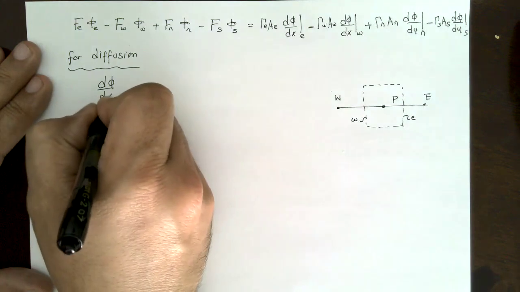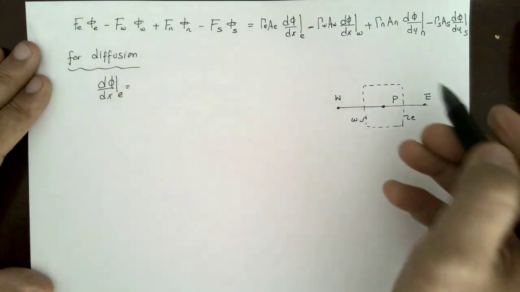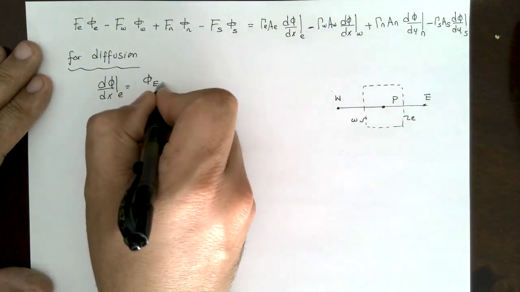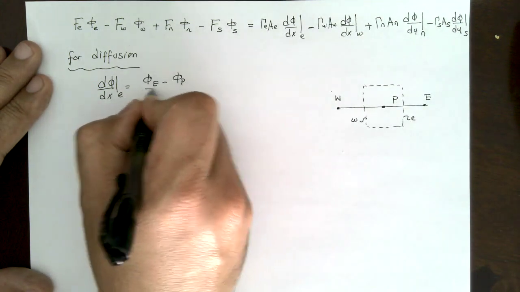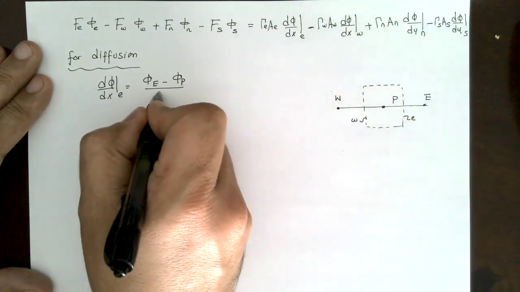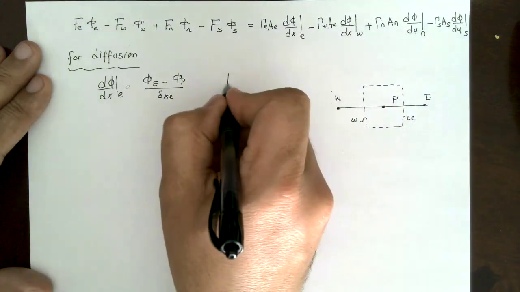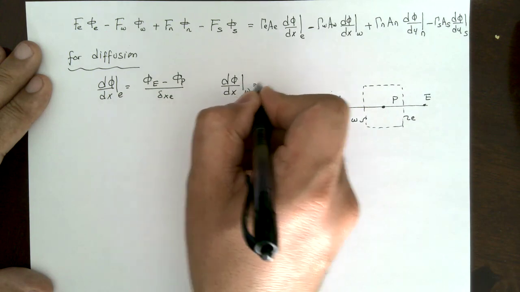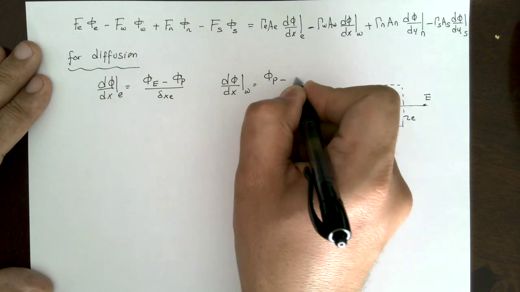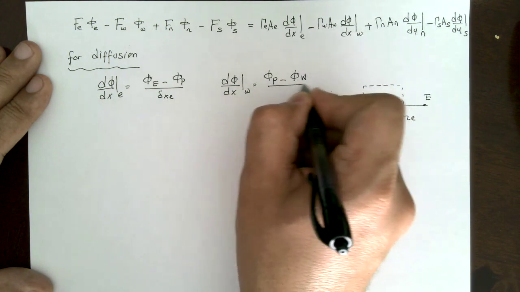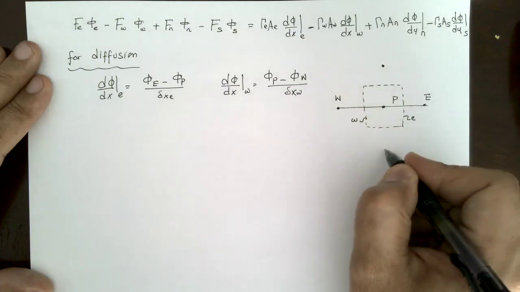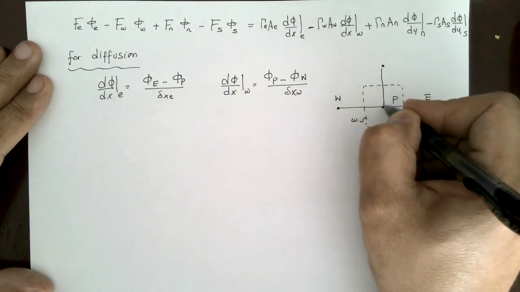So d phi by dx on the east face is always approximated by the linear variation, right? So it's going to be phi east minus phi P divided by the distance in between, which is delta x east. D phi by dx on the west face will be phi P minus phi west divided by delta x west. Now we need to go to the north and the south nodes to add the second dimension.